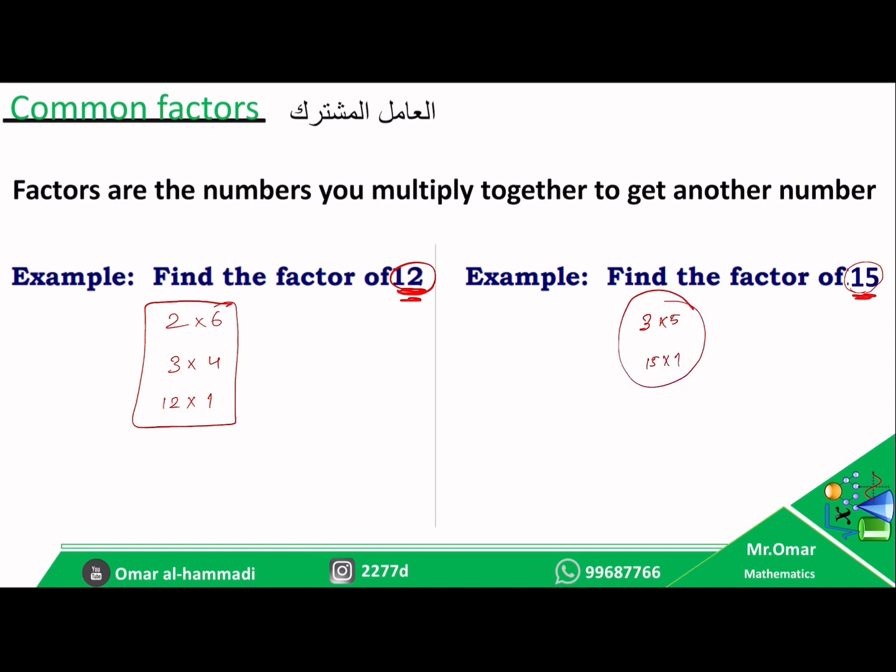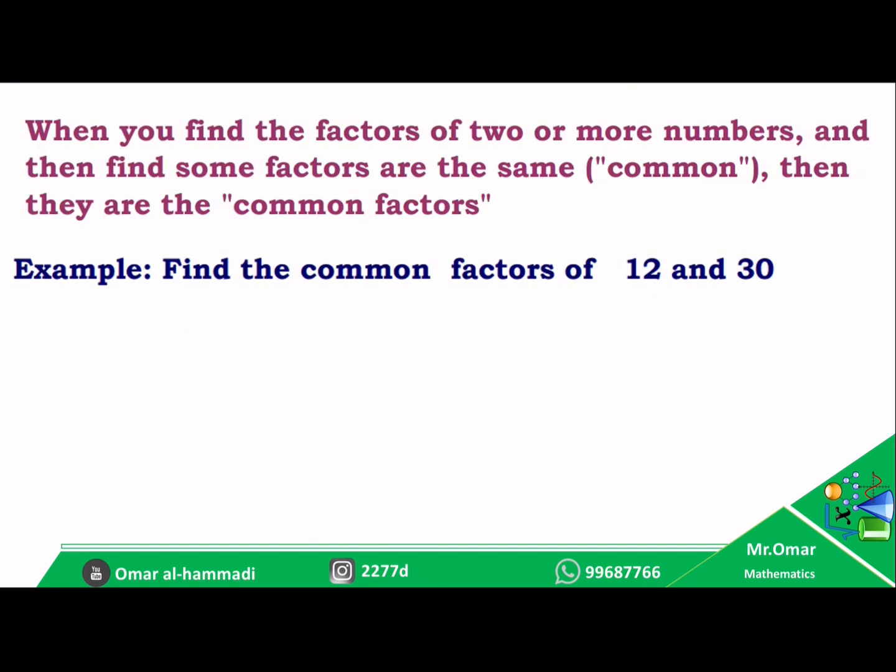Clear? And when you find the factors of 2 or more numbers, and then find some factors are the same, common, then they are the common factors. For example, find the common factors of 12 and 30. First of all, we have to do what?